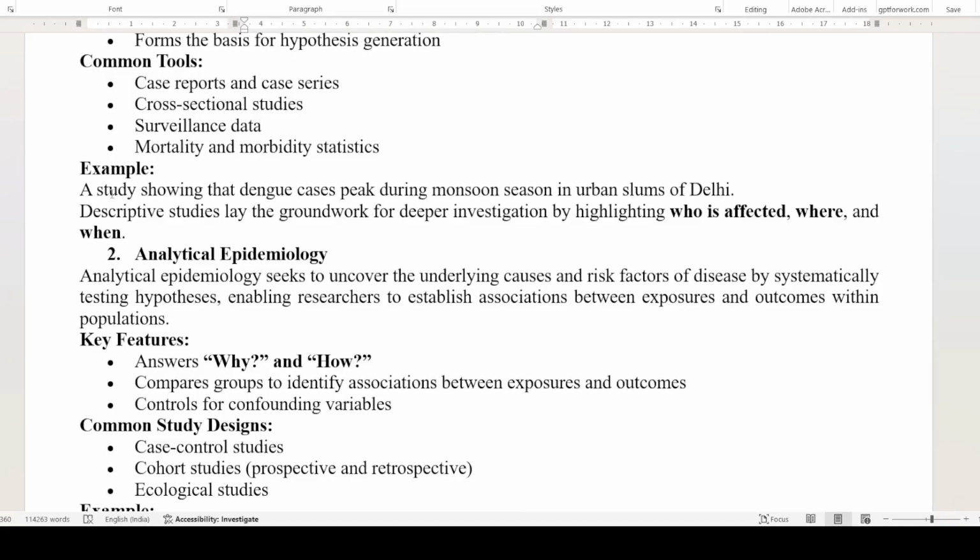So, for example, a study showing that dengue cases peak during monsoon season in urban slums of Delhi. This statement shows who is being affected: the urban slums. Where? In Delhi. And when? The monsoon season. So this statement gives you the groundwork for deeper investigation, highlighting the answers to who, where, and when.